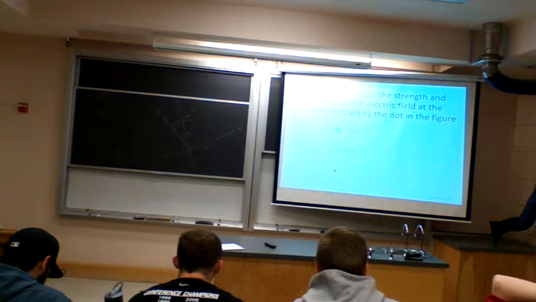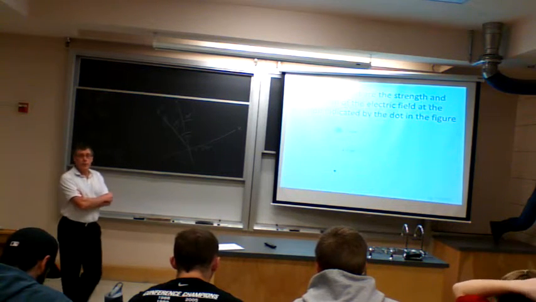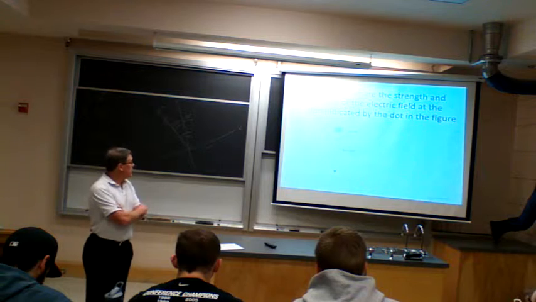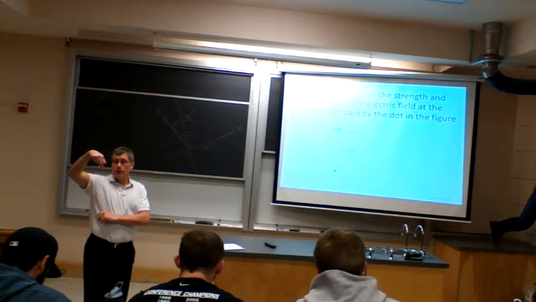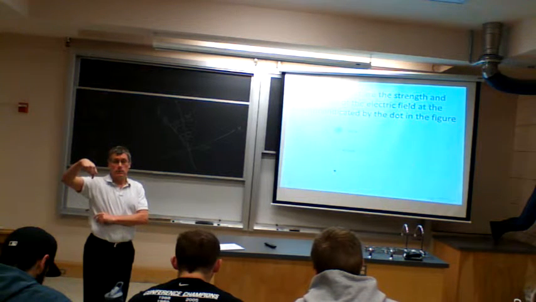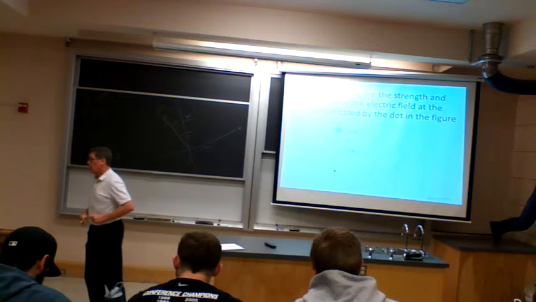What is R hat here? It should be negative J, shouldn't it? R hat is negative J. But the electric field is in what direction? Positive J, because we'll have a negative R hat.